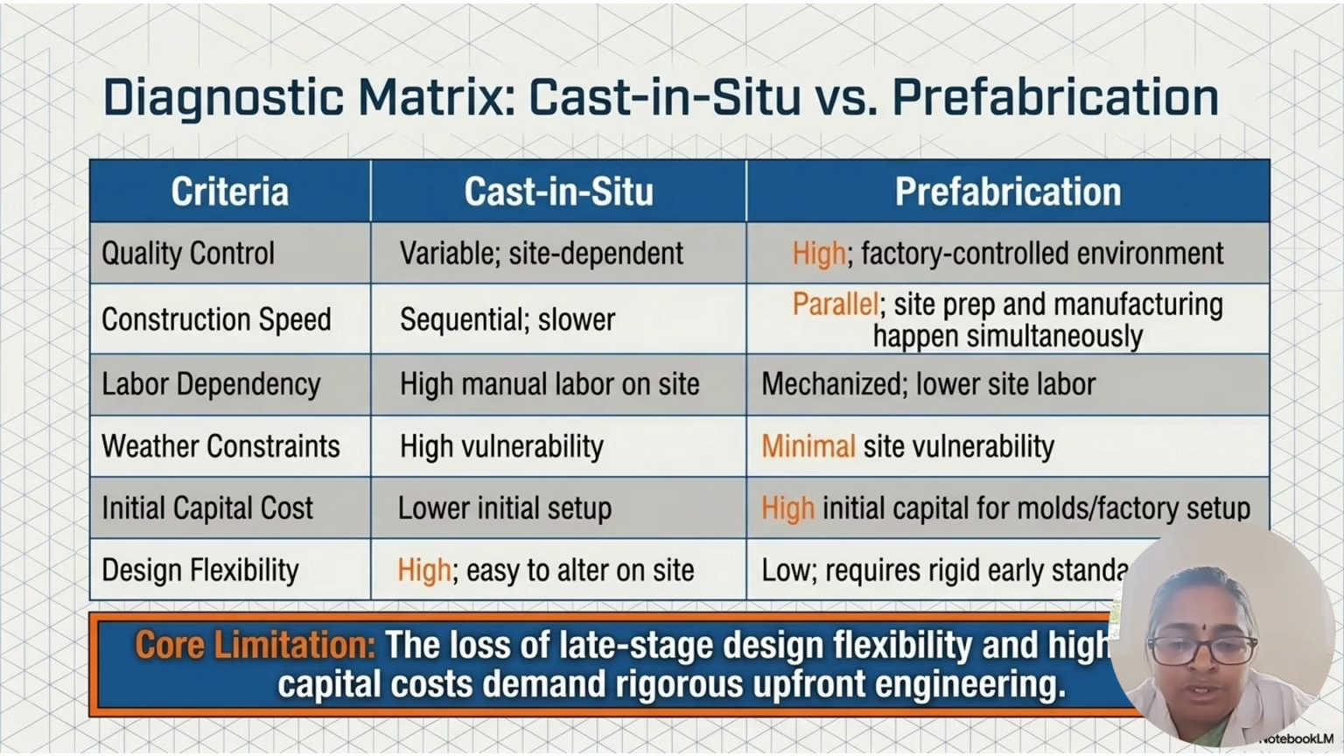And in case of initial capital cost, cast in situ has a lower initial cost and prefabrication has a high initial capital cost. In case of design flexibility, cast in situ is high and easy to alter, but prefabricated components have to be manufactured in standard sizes.